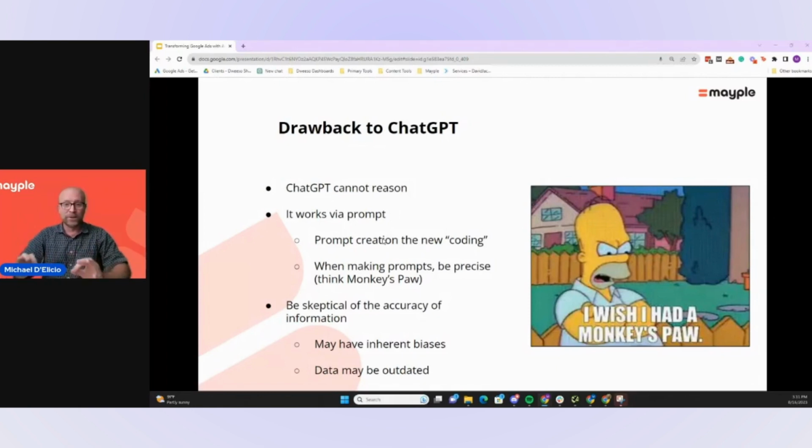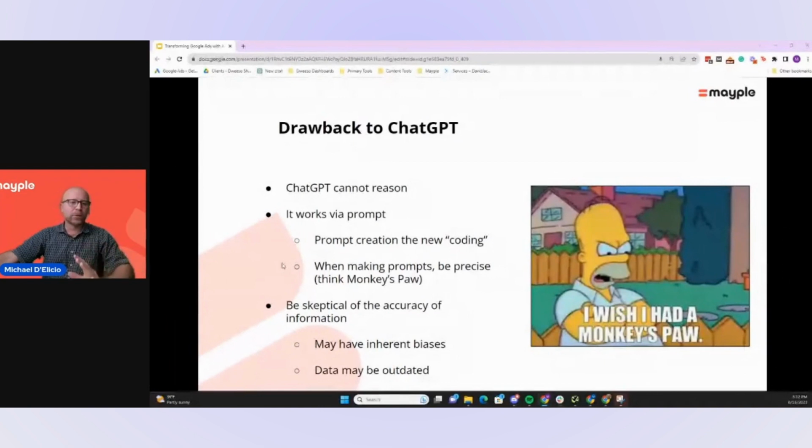These are as jealously guarded as secret IP. If you come up with a really solid prompt, it's not something you want to share. It's something you could actually monetize. So trying to find good prompts is a way to get successful results. But also be skeptical of the accuracy of the information. You may find that there are inherent biases just by how things have been programmed. Data can often be outdated. There actually is a plugin now that will scrape the web currently, but I haven't found it to be excellent in terms of the results I've gotten back.